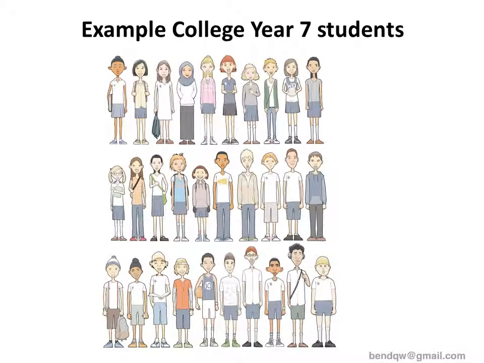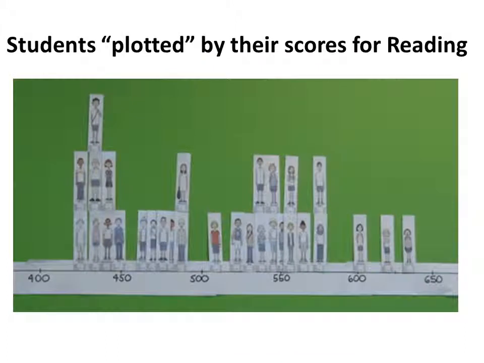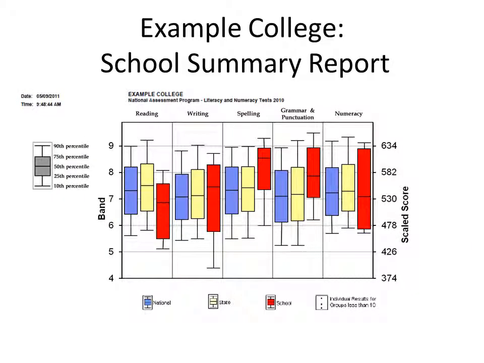These reports summarise information about your student cohort. Here are our Year 7 students from Example College. We looked at our students' NAPLAN reading scores and plotted them on a number line so that we could see how they were distributed. These results were condensed into the box and whisker graphic on the school summary report which follows, like the one on the left-hand side here that represents the same set of data that we've just looked at.